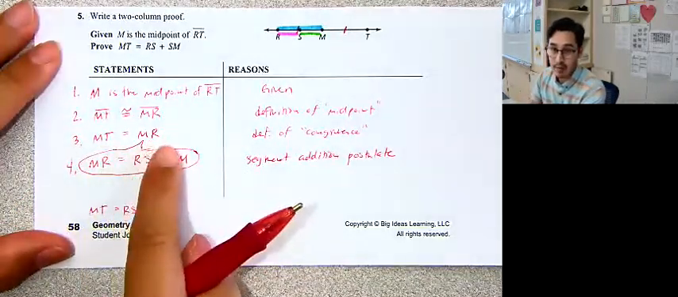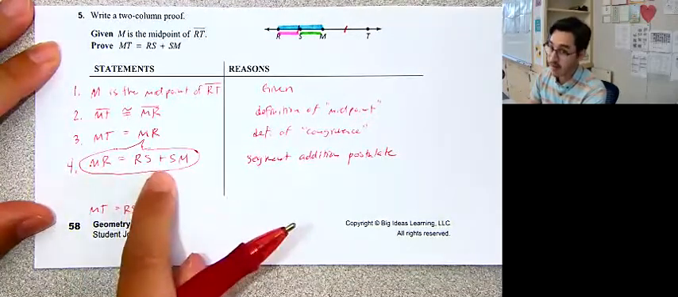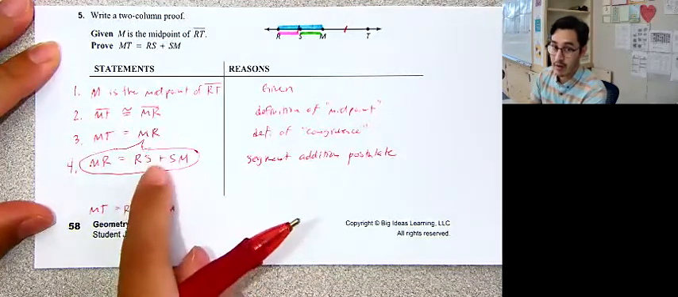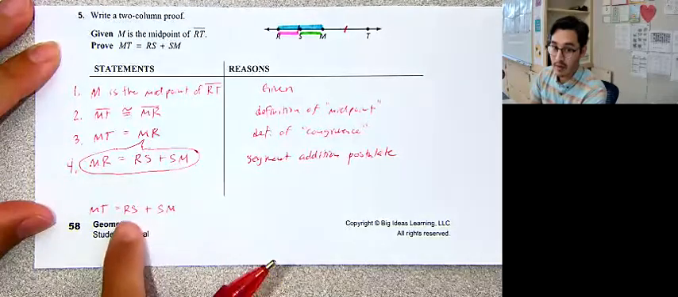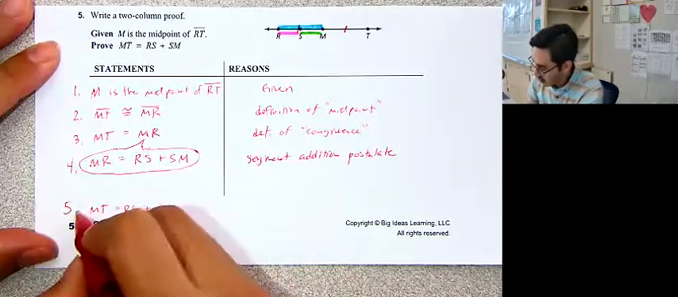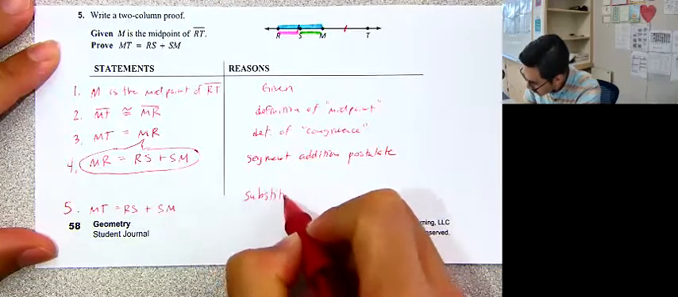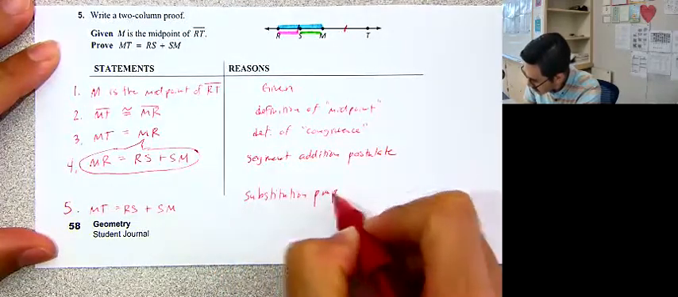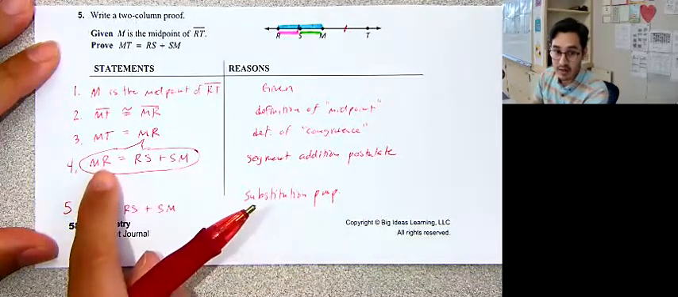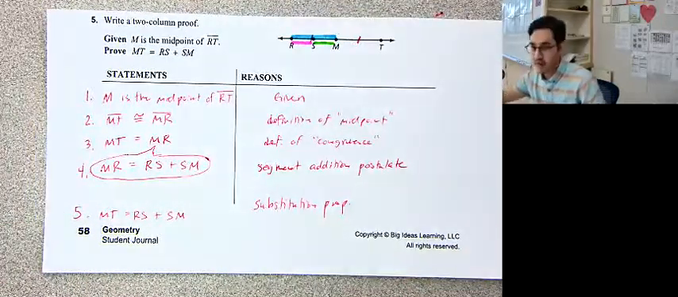So if I take statement 3, which I see has the expression MR, and I already know that MR is equivalent to RS plus SM, I can make a substitution. I can replace MR with RS plus SM, which, would you look at that? That's the last line. So the way we get to the last line is by substitution. Substitution property, right? I'm substituting this expression on the right for this expression on the left. All right, so there you have it.